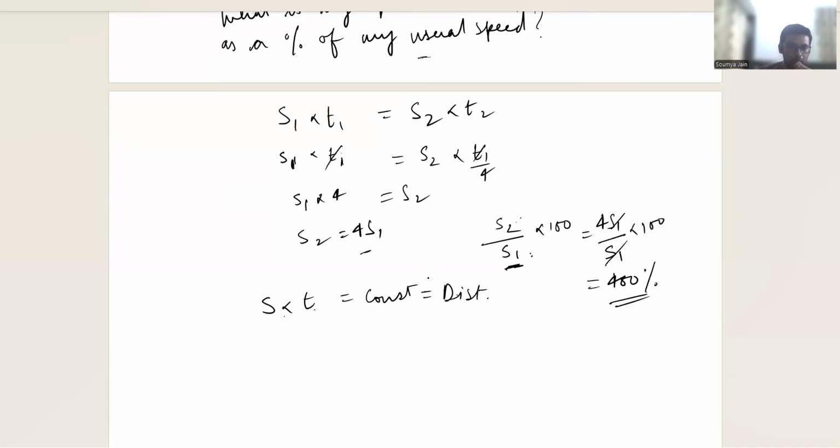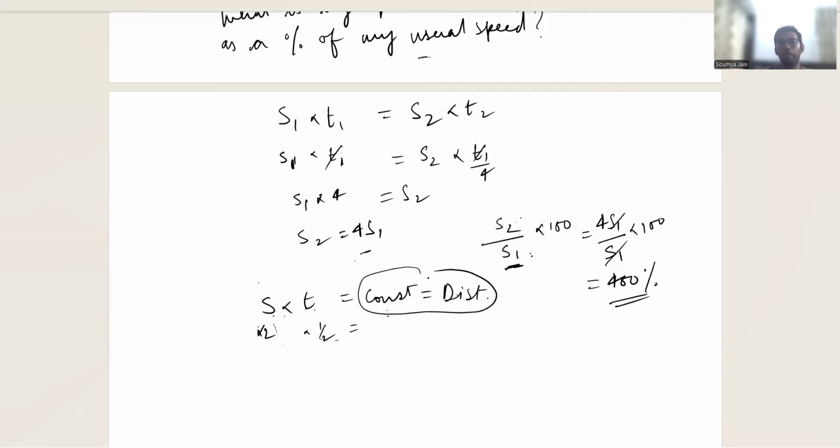Now let's say I increase the speed and make it 2 times, and this part is fixed. What will happen? Since this is fixed, in order to keep the product constant, the time has to go to 1/2, so that the 2 cancels and you get the product of the two coefficients as 1, and the distance remains the same. It makes practical sense also. Assume the distance is 10 kilometers.